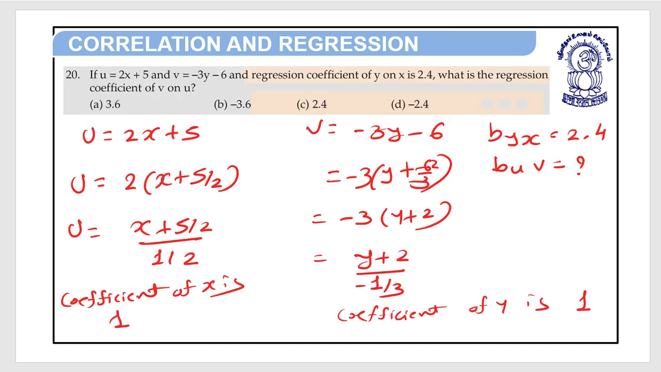Here we are required to find the regression coefficient of V on U. So here we have to find out bvu, so it is minus 3.6. Option B is the right answer.